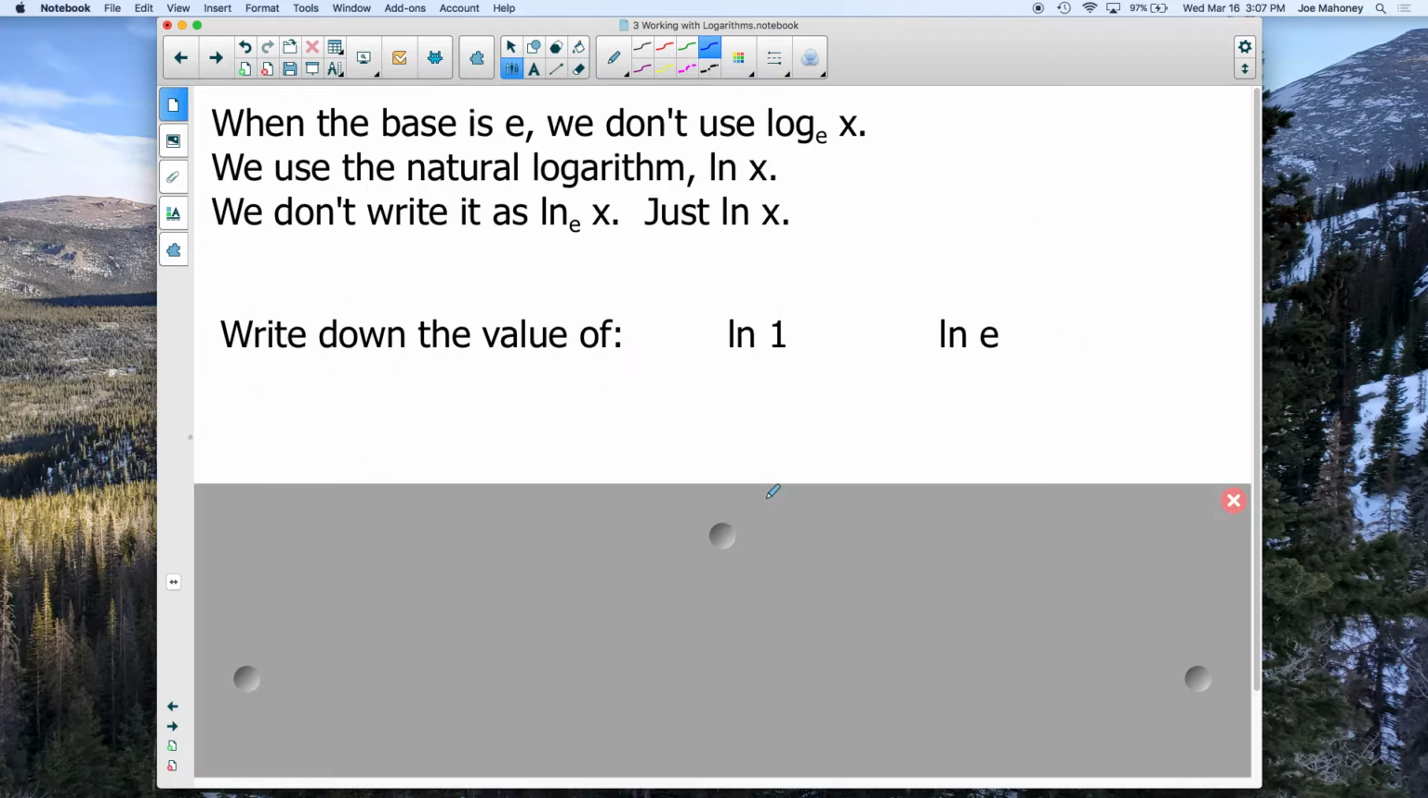All right, so we've been talking a lot about log, but we haven't been talking about our friend e yet. So remember, e is a base, so we don't really write log of base e. We use the natural logarithm. You've probably heard of that, the ln. But we don't write it as ln of e, we just write ln of x. It's just implied that if we use ln, the base is e. So can you write down these two values?